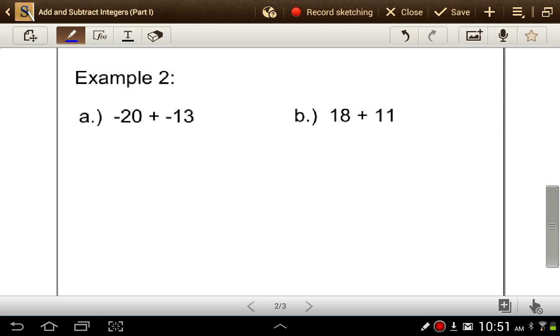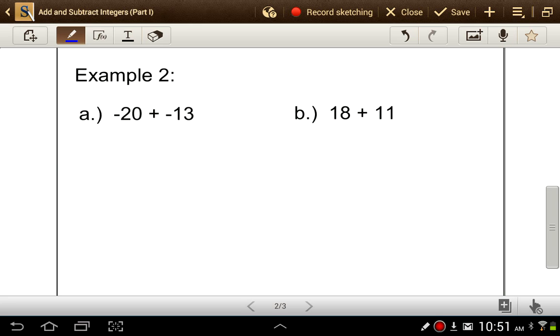In example 2, now we're not going to use a number line, we're just going to do these. I'm going to use the arrows above the number to help me determine if they're going in the same direction, which means add them together, or they're one of each sign, which means they're going in different directions, so we're going to subtract them. So, negative 20 means go to the left. Negative 13 means go to the left.